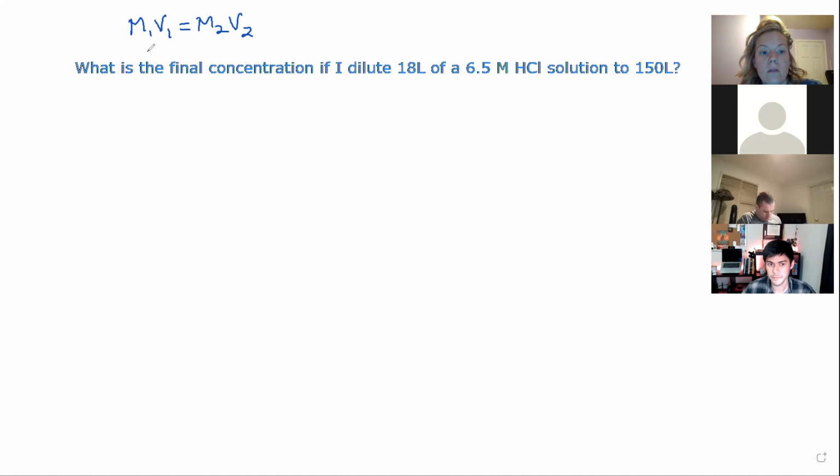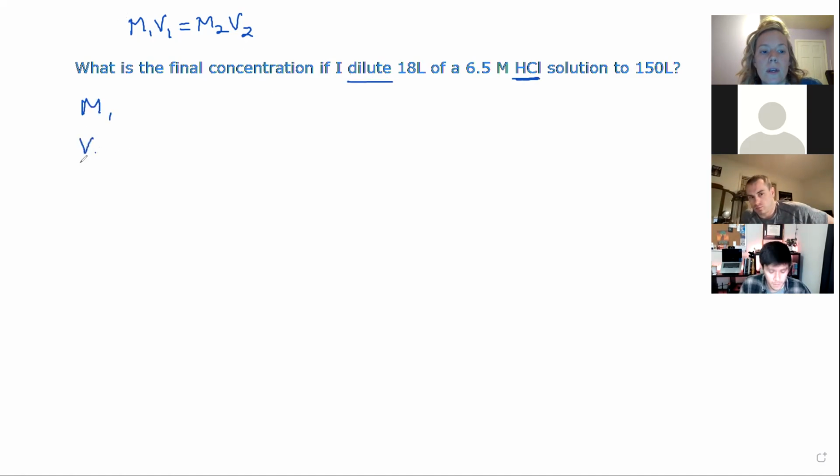All right, so let's organize our information. Always, outside of me specifically telling you to use this equation, how do you know that this is what you need to be doing? If you see the word dilute, if you see that there's some sort of initial and final concentration and we're not changing what we are, we're saying hydrochloric acid and we're just happening to dilute it, that's a good indicator. We're going to use this one.